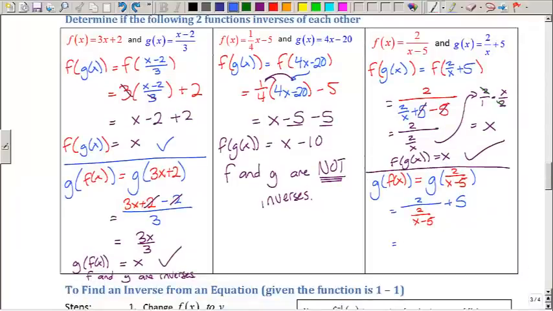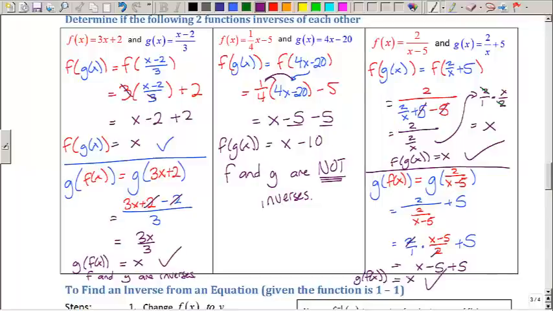On the fraction, I know that the numerator is 2, or 2 over 1, multiplied by the reciprocal of the denominator, x minus 5 over 2. And now the 2's divide out, I'm left with x minus 5 plus 5, or just x. And I know that g of f of x is equal to x.